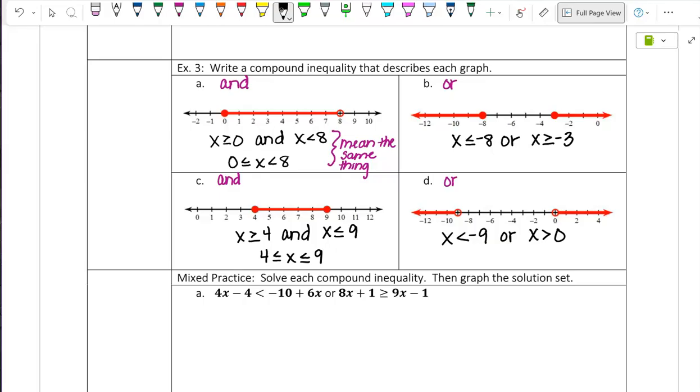So again, I have to pay attention to open circle, closed circle. Which direction is it shaded? If it's overlap, it's an and problem. If it's opposite directions, it's an or problem.